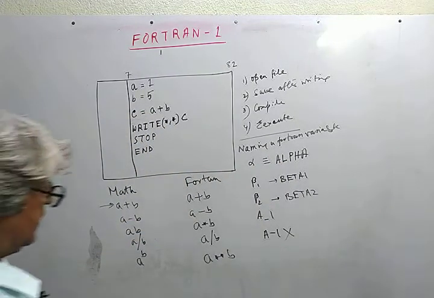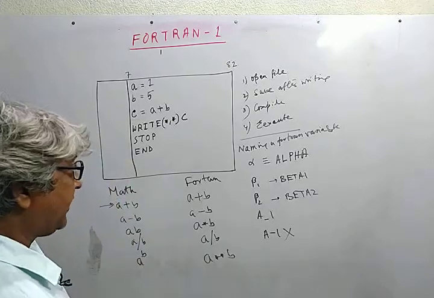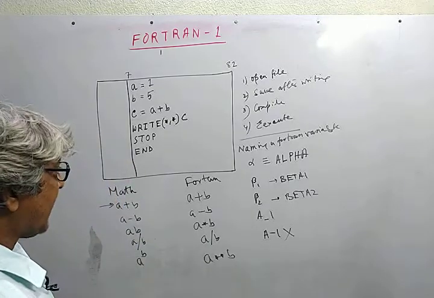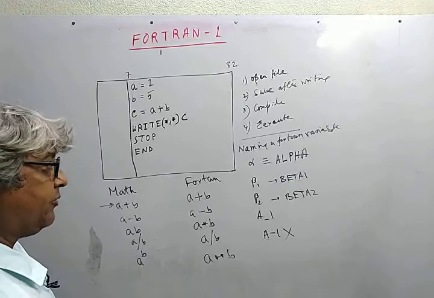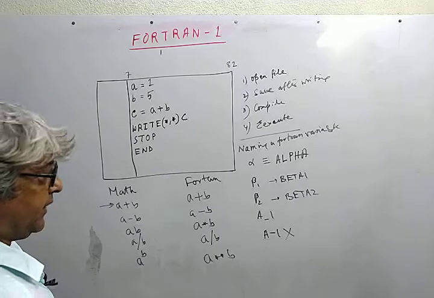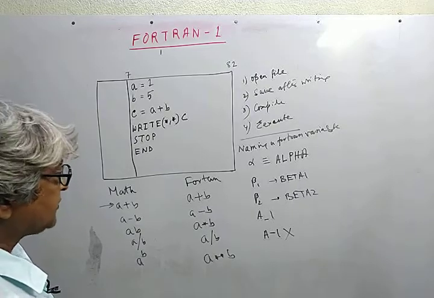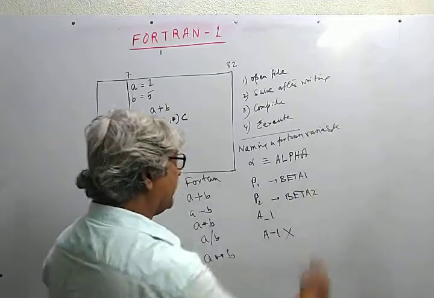So the rule for naming a Fortran variable is that the variable name should start with an alphabet and it may contain numerics also. Such a character is called an alphanumeric character.